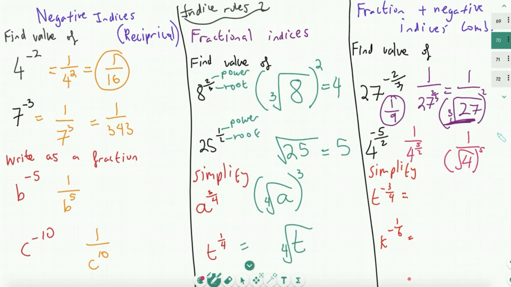So let's simplify it slowly. 1 over square root of 4 is 2. We're going to power that by 5. 2 to the power of 5 is 2 times 2 times 2 times 2 times 2, which is 1 over 32. And that's our answer.